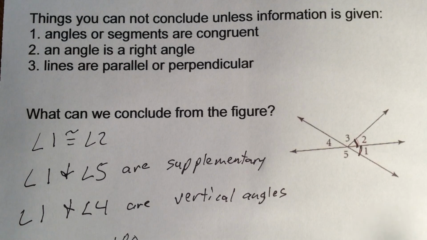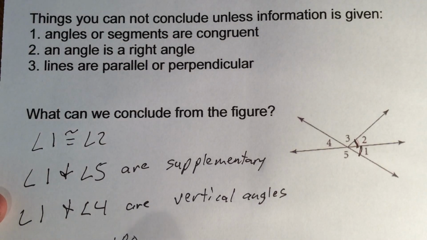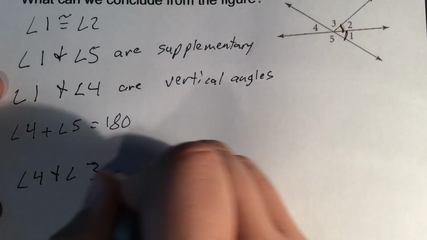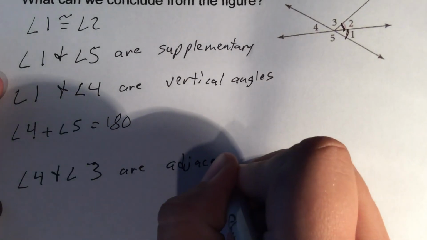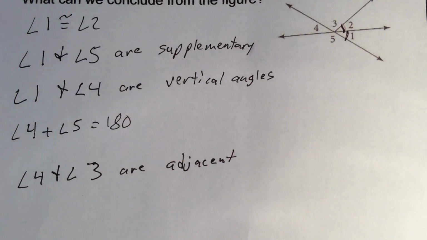And then we could just go around and say for any of these, for example, that angle 4 and angle 3 are adjacent. And we could do that with any two angles.